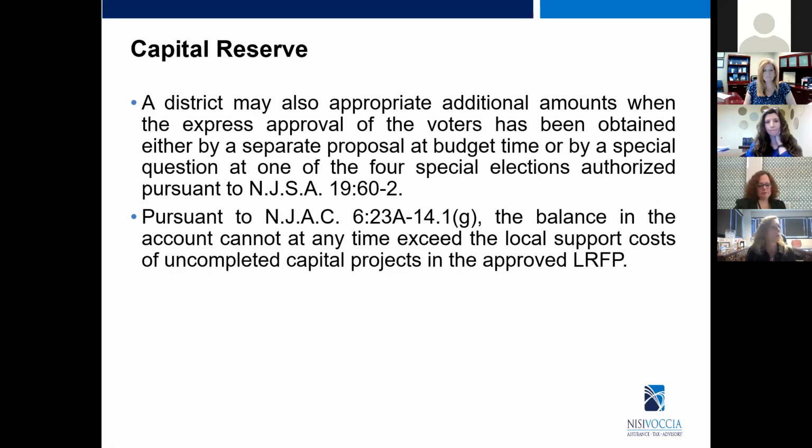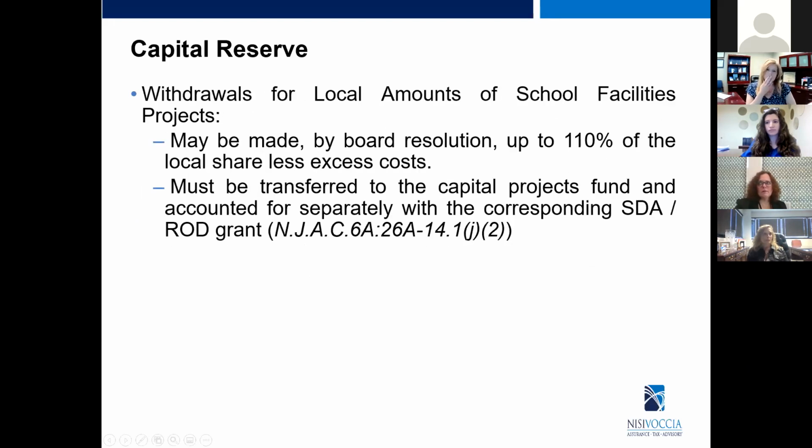So let me see what this is saying. Okay, so you can also put money into capital reserve by a special question to the voters. And then however you do it, the ending balance in the capital reserve cannot exceed the local cost of the uncompleted capital projects in the long-range facilities plan. Withdrawals may be made by board resolution. And again, that should be reviewed at the school and with the attorney, or the architect and project managers, to see what the local share minus the excess costs are. But you can do it by board resolution, again, as long as the project.